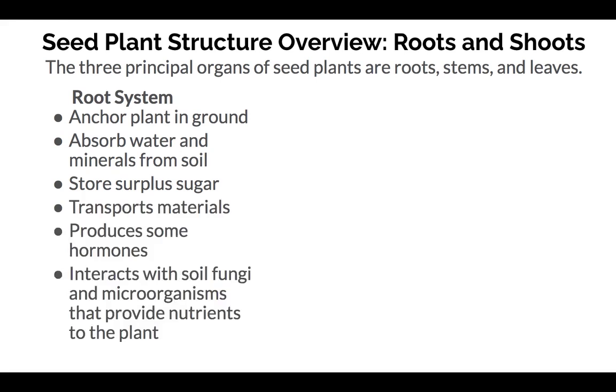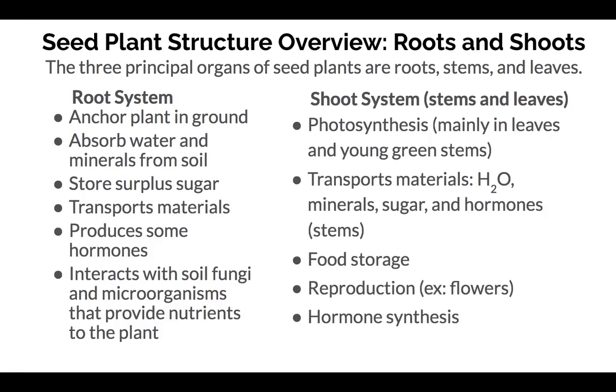So throughout the next few lessons, we are going to start covering plants, and then we're eventually going to get into photosynthesis. So for us to better understand photosynthesis, we have to understand the parts of the plant. So, seed plant structure overview. We have roots and shoots. The three principal organs of the seed plants are roots, stems, and leaves.